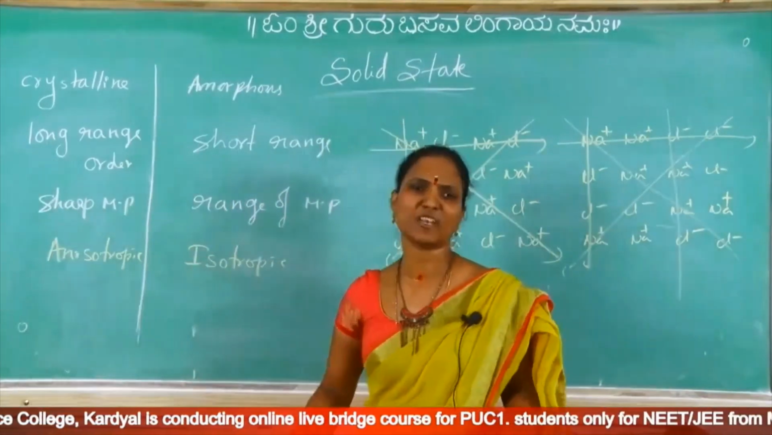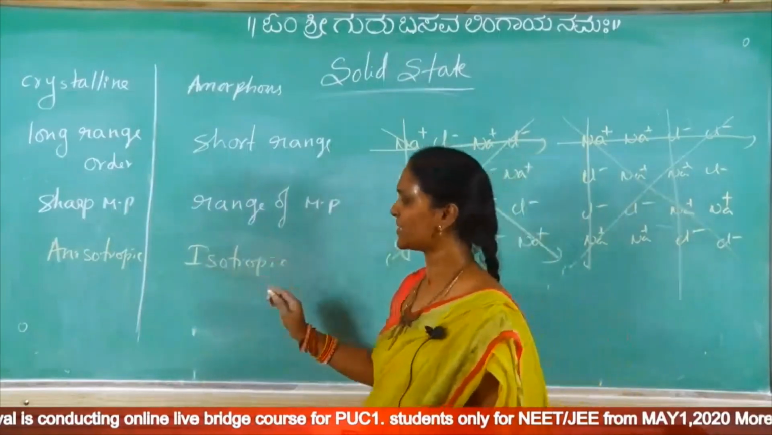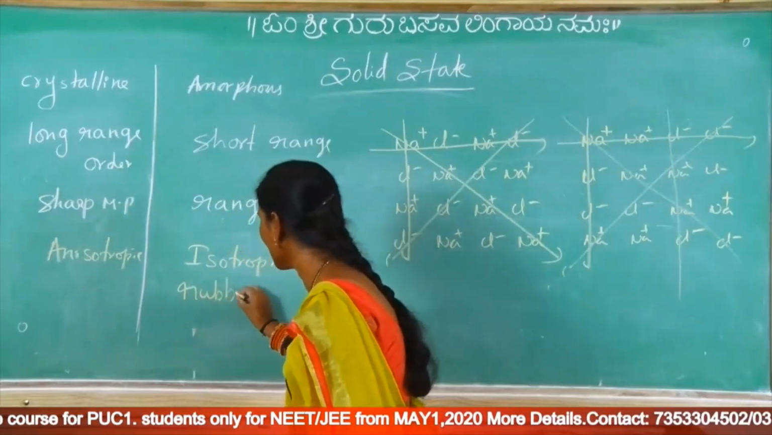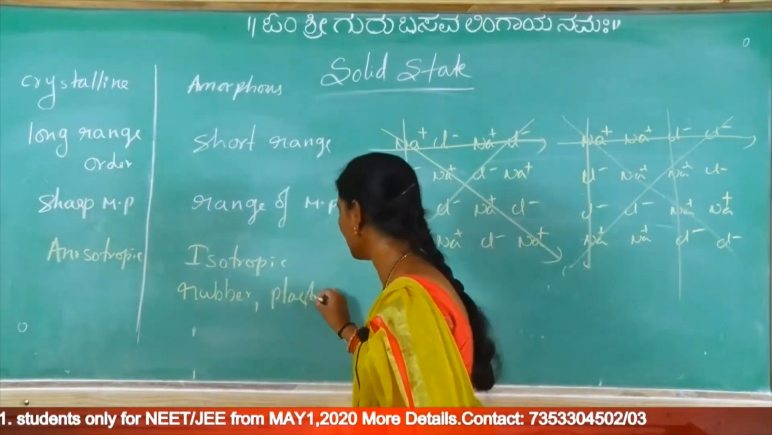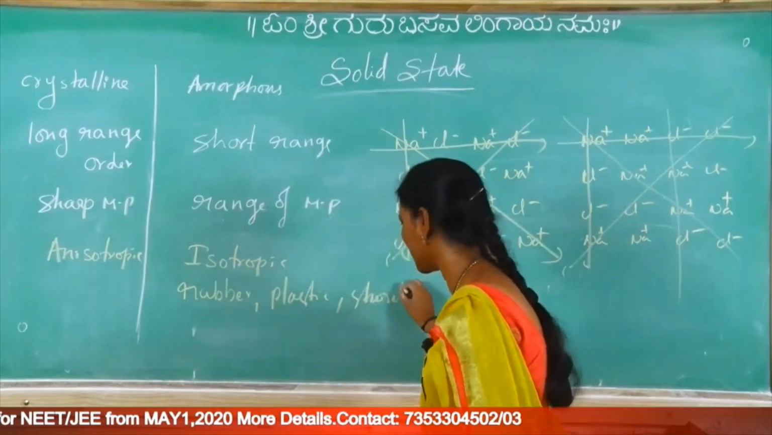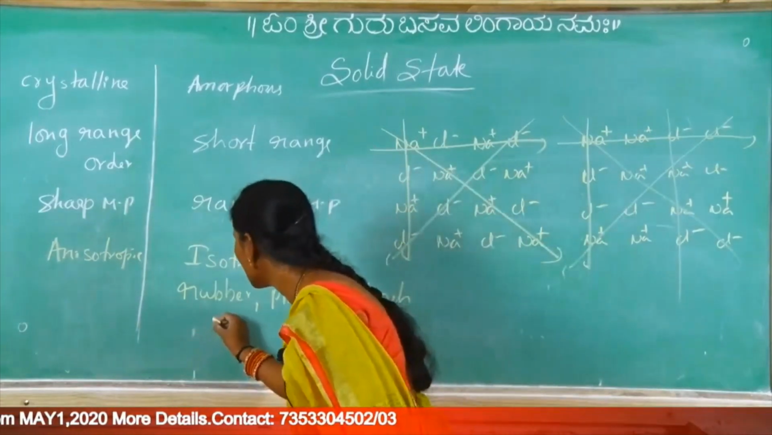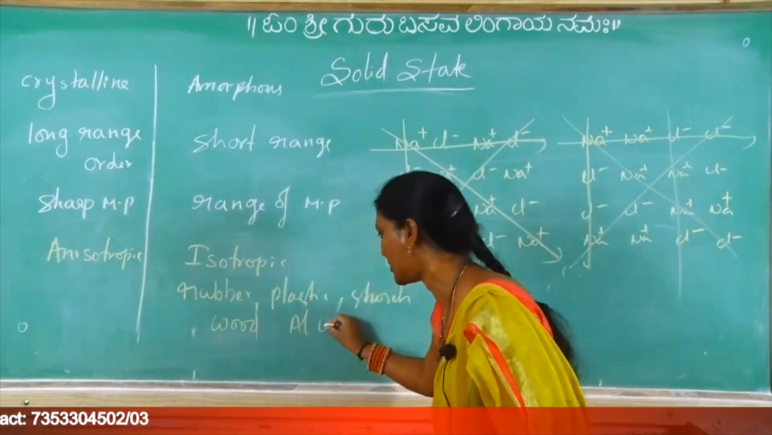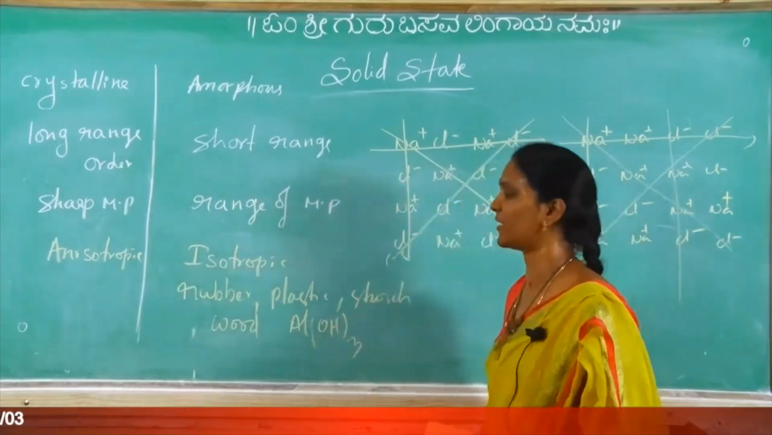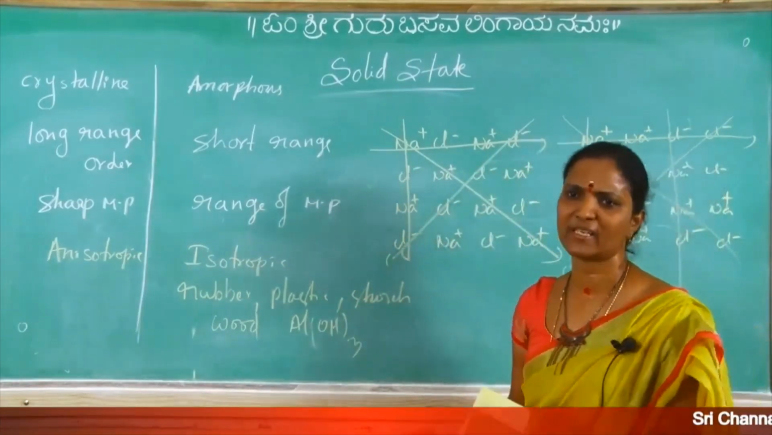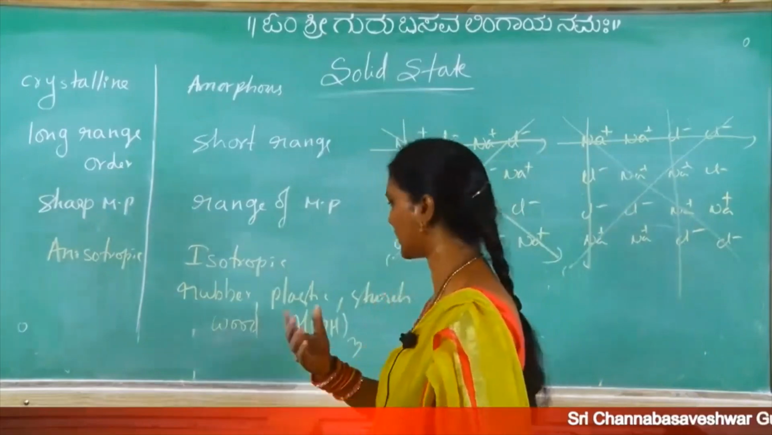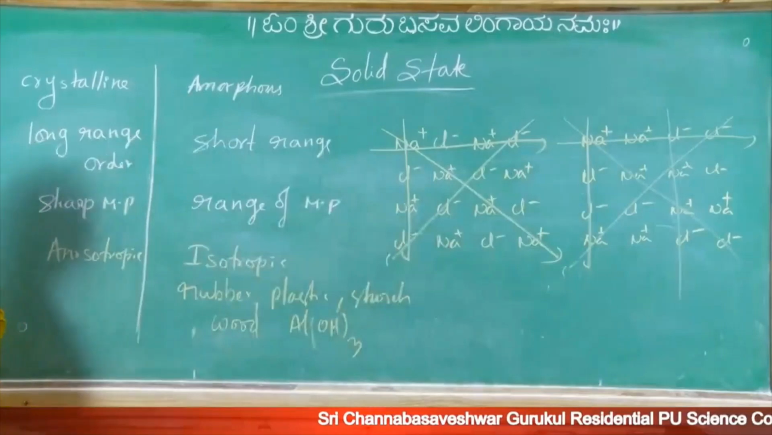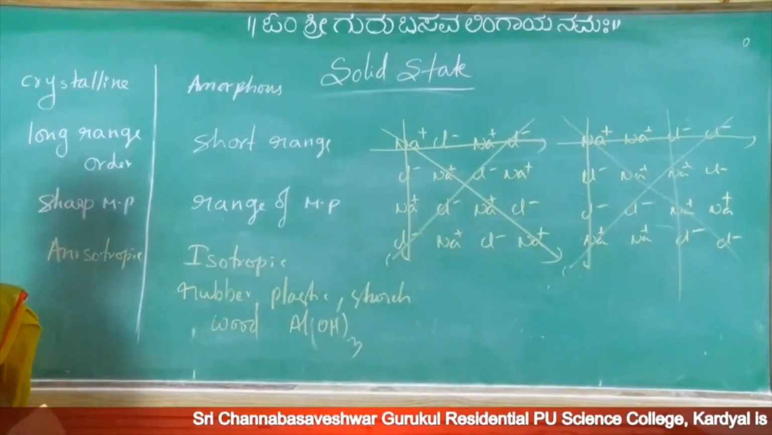Then examples. Many crystalline examples are there, no need to practice. Examples for amorphous solids: rubber, plastic, starch and wood. These are repeated examples. Also gelatinous aluminum hydroxide. These are common examples, and you can collect all the examples I mentioned there. So the repeated examples for amorphous solids are rubber, plastic, wood, starch.